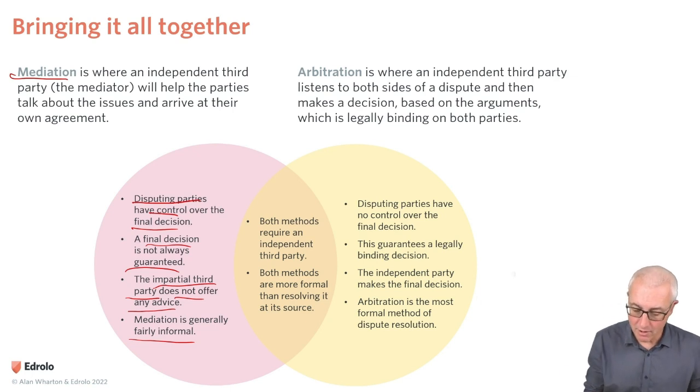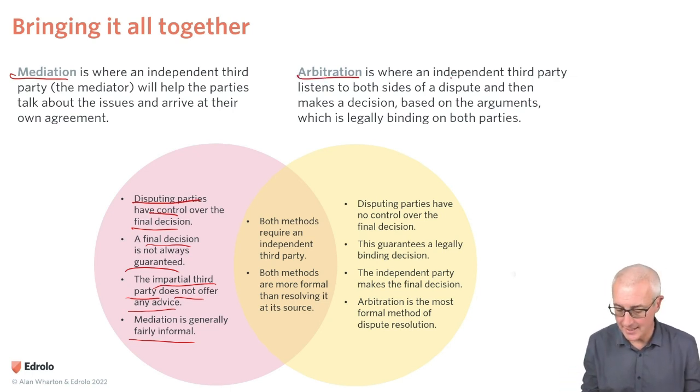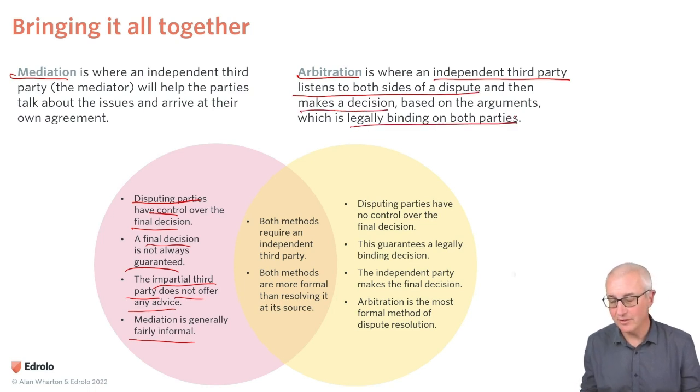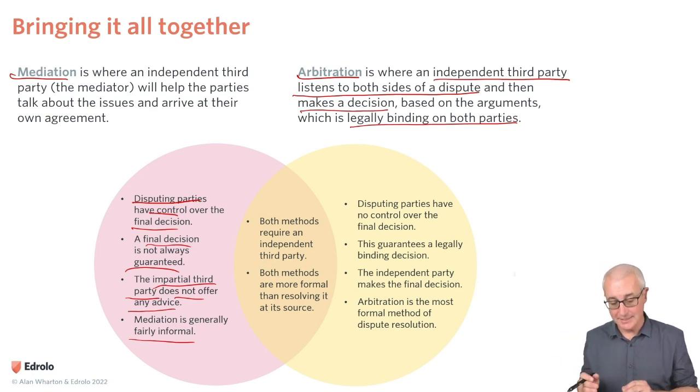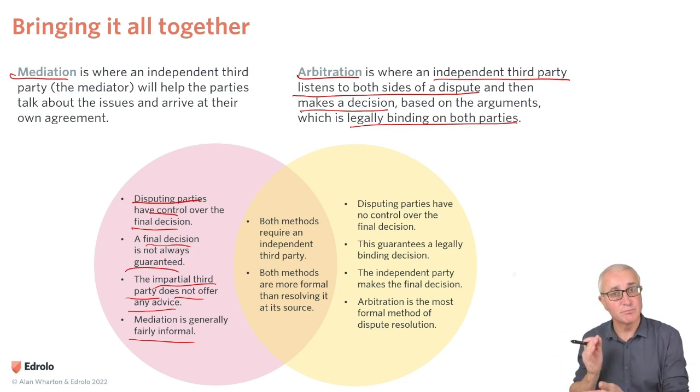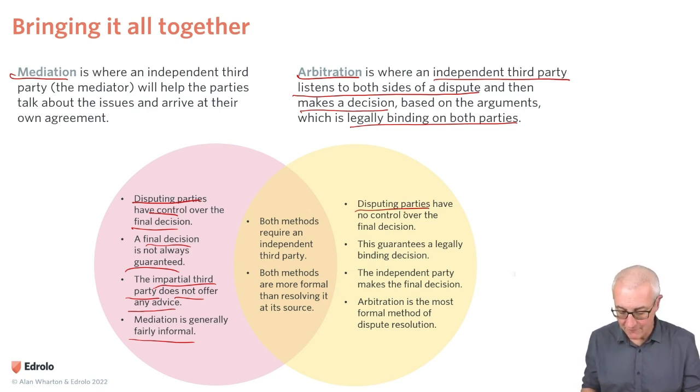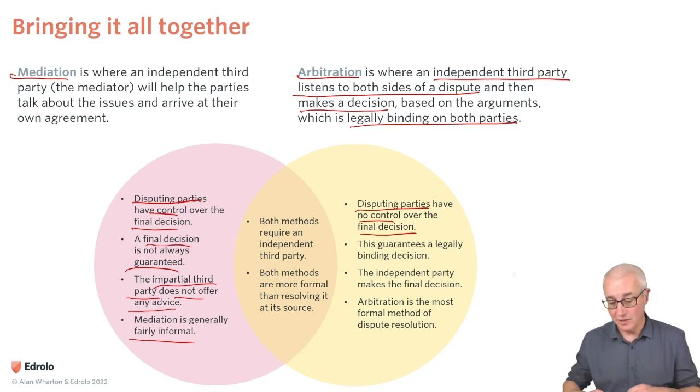Opposite to that, we have arbitration. This is where the independent third party listens to both sides of the dispute and then makes a decision, which is legally binding on both parties. So this is going to be a much more formal process, where we're going to make a final decision that's binding on both groups. So in this scenario, these parties have no control over the final decision because they can't resolve it themselves. They're going to use the Fair Work Commission to help resolve it for them.